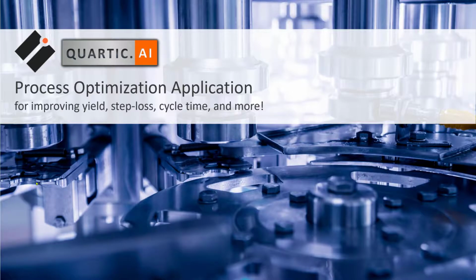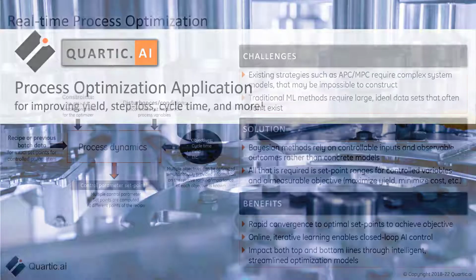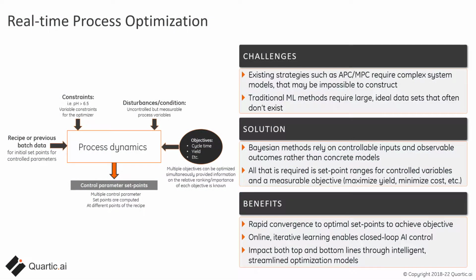In this video, I will show you the Quartic process optimization application and how it can be used to improve your processes, targeting objectives such as improving yield, reducing step loss or cycle time, or minimizing energy consumption. Quartic's first-of-its-kind Bayesian optimizer removes the typical requirement of a large historical dataset to train a machine learning model, and also removes the need for a complete mechanistic model, which can be difficult or in some cases impossible to build.